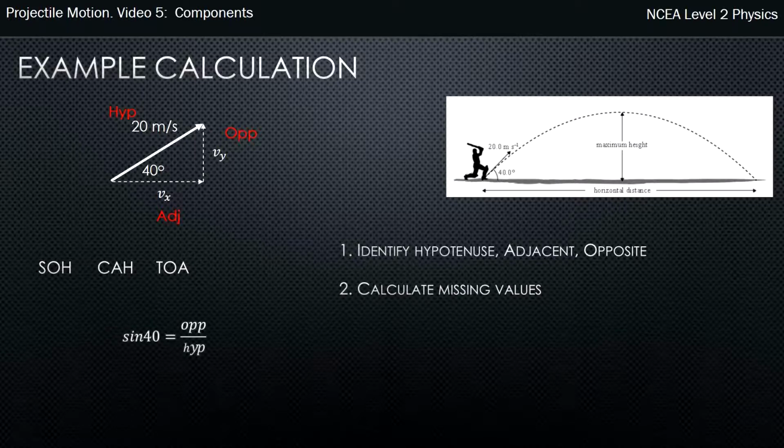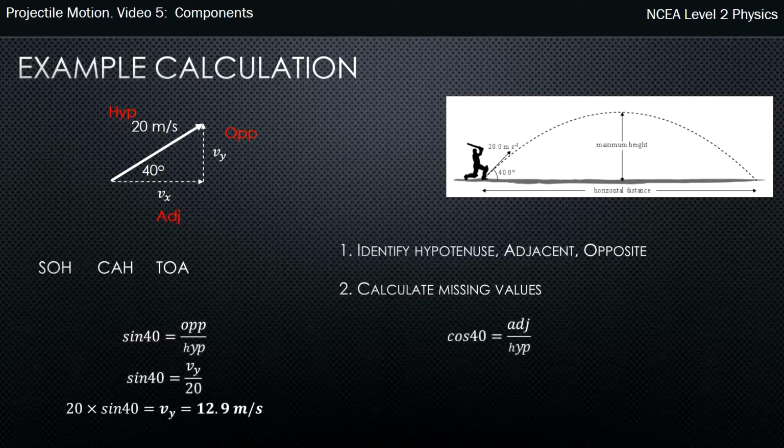So say I use sine, opposite over hypotenuse. My hypotenuse is 20, and my opposite is the vertical velocity, Vy. Rearrange that, I get 20 sin 40, and that gives me the initial vertical speed is 12.9 meters a second. I could do the same with cos. That's adjacent over hypotenuse. The adjacent is the Vx, which is the horizontal speed, or horizontal velocity. Rearrange, and I get the horizontal velocity to start with is 15.3 meters a second.